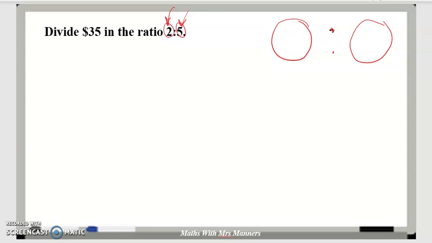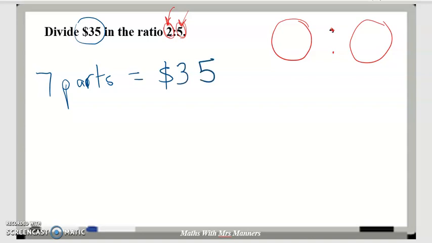So if you had $35 and you wanted to share it between, say, two siblings in the ratio of their ages, and one was 2 years old and one was 5 years old, then you've really got 7 parts to split up between these two people. So you want to split this entire quantity of $35 7 ways. So what we can say is the 7 parts that make up the ratio should equal $35.